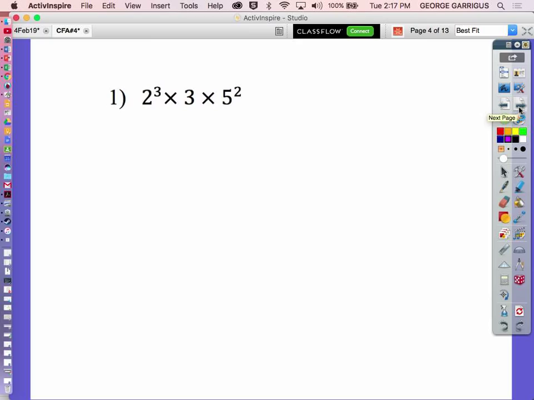Problem number 1 from the CFA. 2 cubed times 3 times 5 squared. 2 cubed is 2 times 2 times 2, which is 8, times 3, and 5 squared is 25. Calculators were available on the test. The final answer was 600.